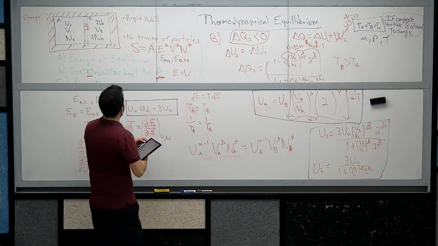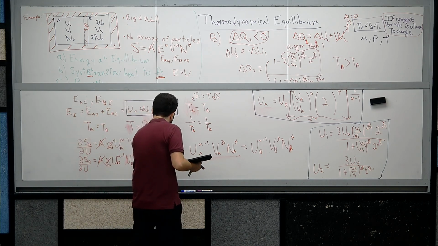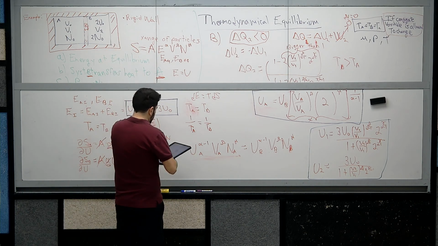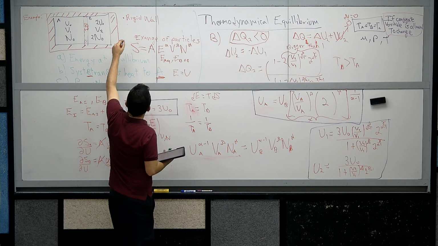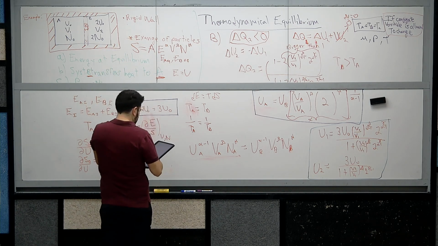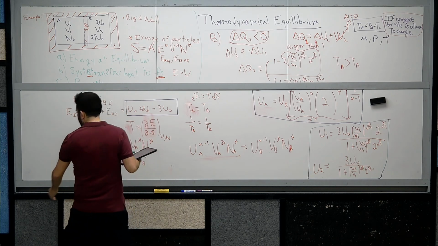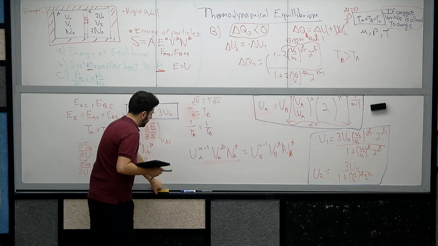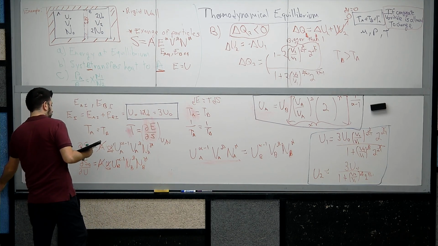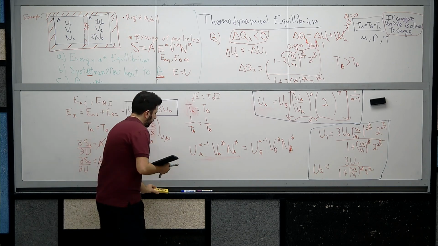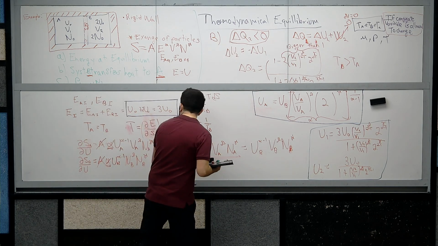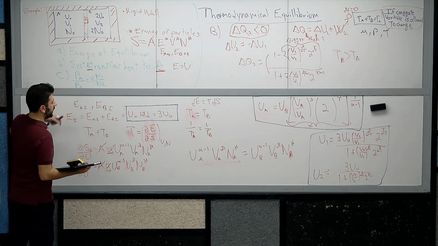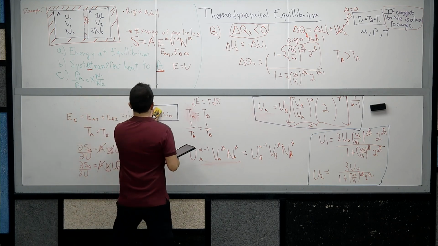Okay, for C, we also need to assume that we can exchange particles. So they ask us if we allow the exchange of particles, we need to show that this relation holds. You cannot see it, right? Let me plug it in.